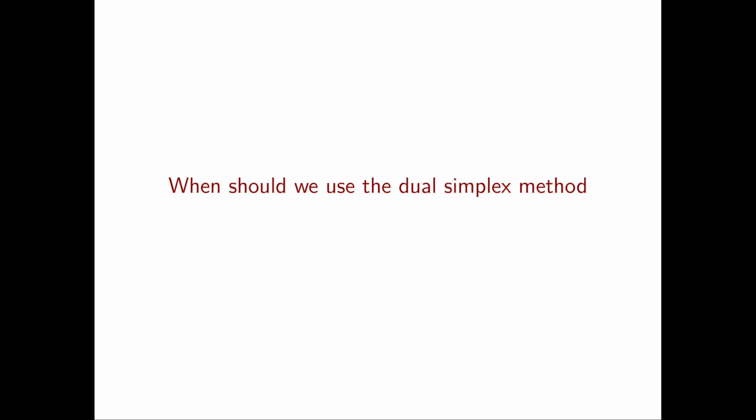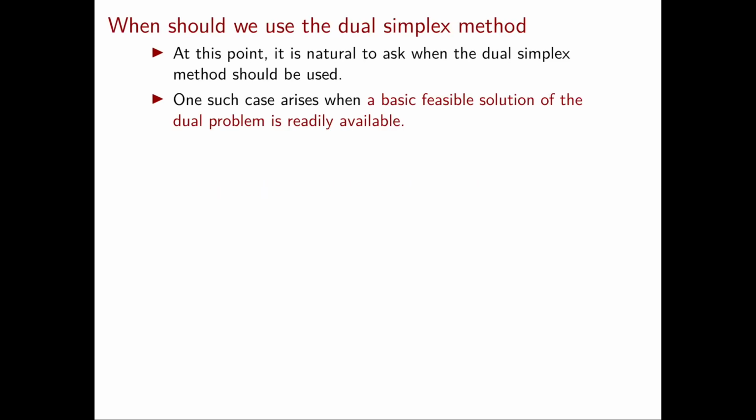Now we have fully understood the dual simplex method. So we have seen in chapter 3 the primal simplex method and now in chapter 4 the dual simplex method. But when is it better to actually use the dual simplex method? One case is when a basic feasible solution of the dual problem is readily available.